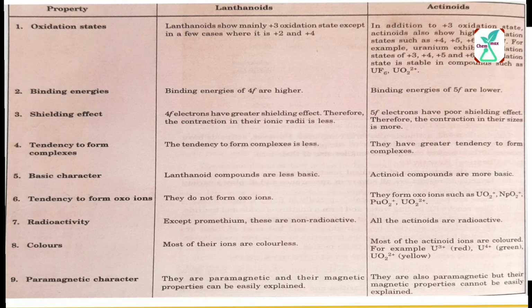Lanthanides are paramagnetic and their magnetic properties can be easily explained. Whereas actinides are also paramagnetic in nature, but their magnetic properties cannot be easily explained, because the magnetic properties of actinides are higher than the theoretically predicted values. The reason behind the color property and magnetic property is the unpaired electrons present in the 4f or 5f orbitals.